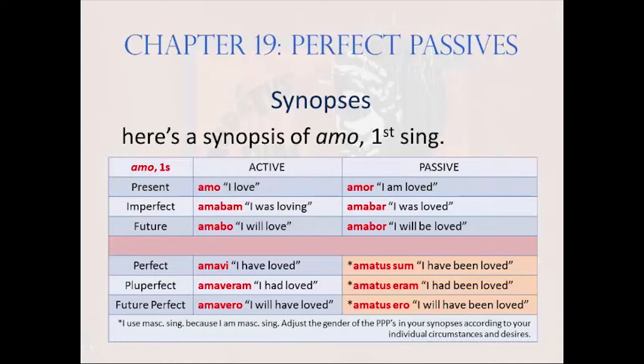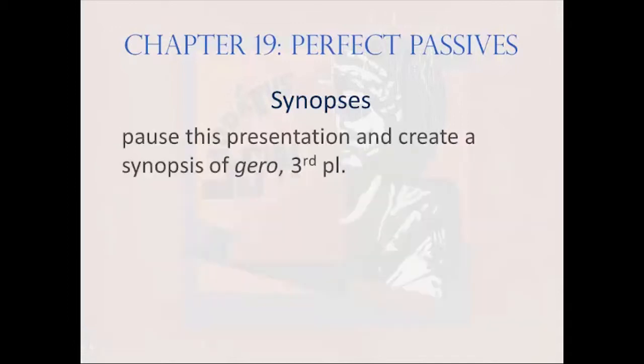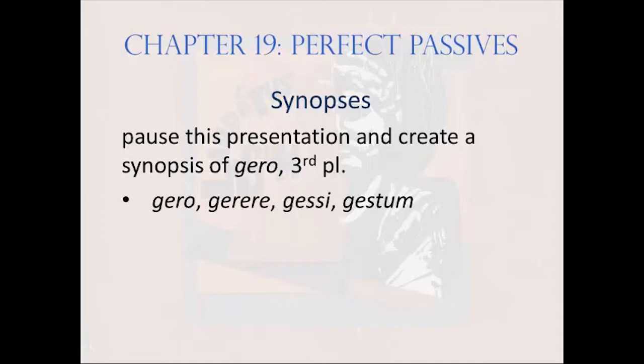Let's pause this presentation again and let you work on a synopsis by yourself. Take the third conjugation verb gero and write a synopsis of it in the third person plural, including translations. Remember the principal parts of this verb, gero, gerere, gessi, gestum. Now try to write that synopsis. When you're done, start the presentation again, and I'll give you the answers.